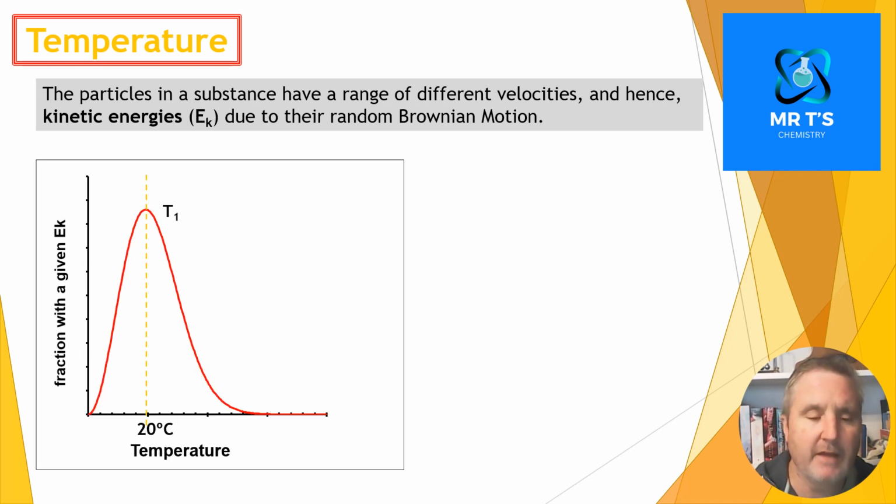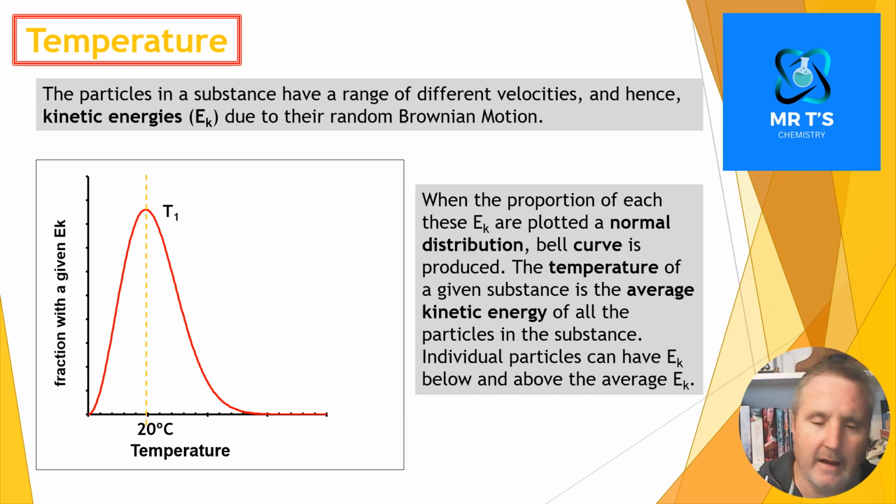However, if we were to take all of those different kinetic energies associated with those velocities, and we were to take the number of particles at each kinetic energy, we could plot them and we would get a normal distribution, or a bell curve. This normal distribution shows us that there is an average kinetic energy, and we can associate a given temperature with that. And in this case, the average kinetic energy in this graph is 20 degrees Celsius.